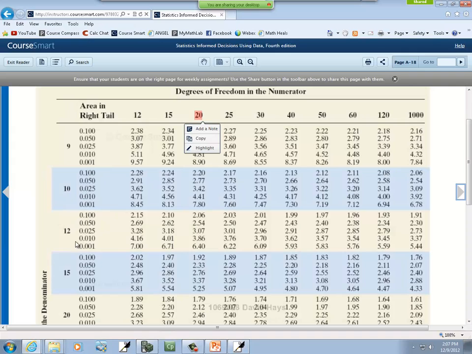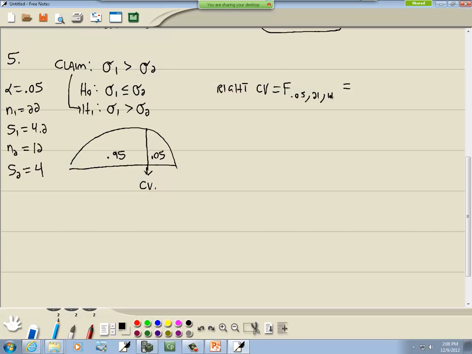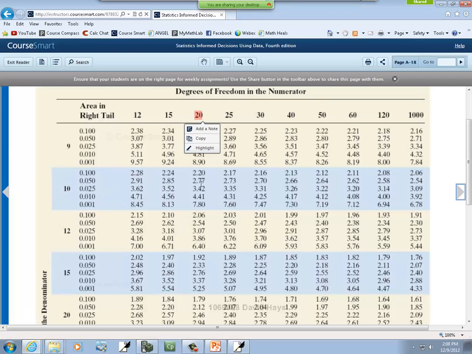It's halfway in between these. If it's closer to 15, like if I had 14, I'd go to 15. If it's closer to 12, like 11 or 13, I'd go to 12. If it's halfway in between, then you'll average them. Okay, so here 11 is halfway in between 10 and 12, and we're looking up 0.05.